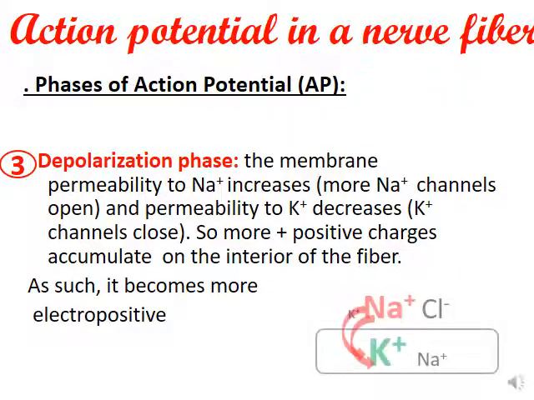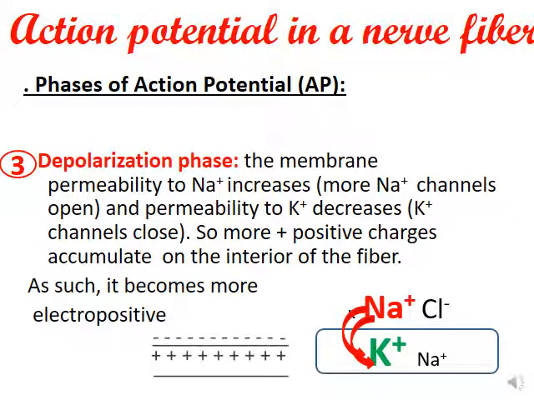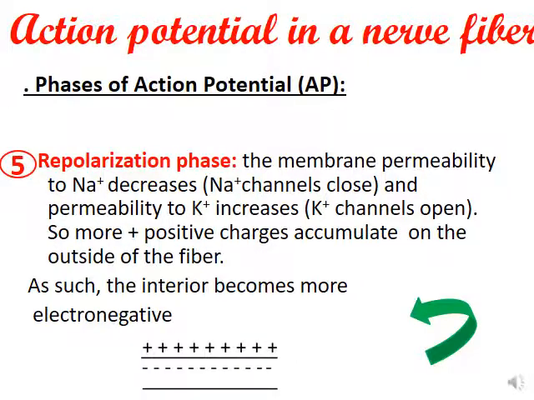So here, depolarization, repeated: the membrane permeability to Na+ will increase and more Na+ channels will open, and permeability to K+ will decrease, K+ channels will close. So more positive charges accumulate on the interior of the fiber. As such, it becomes more electropositive. Okay, this is the depolarization phase.